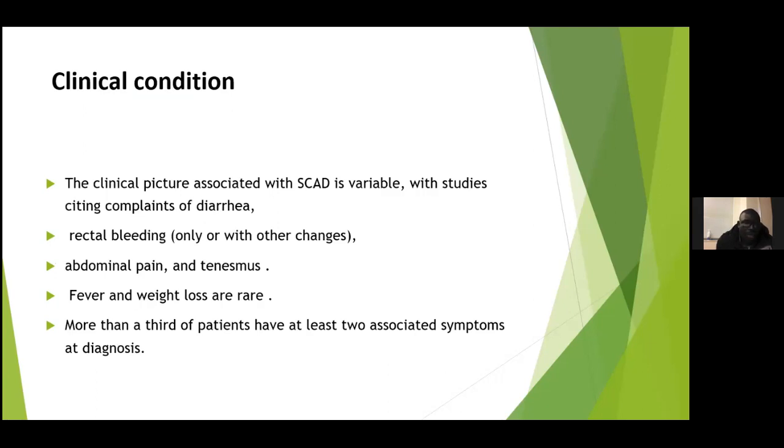And again, the way it presents varies depending on the study, but one of the very common presentations is diarrhea. Rectal bleeding only can also occur in some cases. There's sometimes abdominal pain and tenesmus. Fever and weight loss are rare. Therefore, if you are seeing these, then that will point you towards possibly IBD or something more serious. More than a third of these patients have at least 2 of these symptoms at diagnosis.